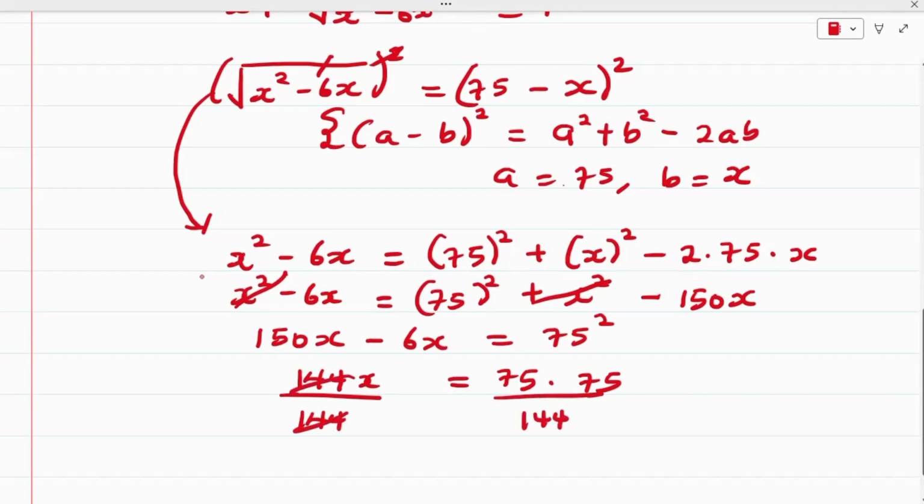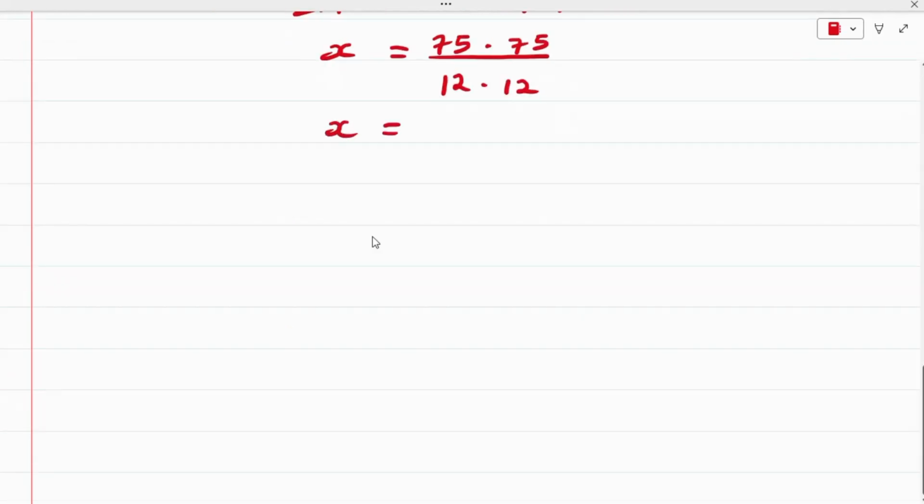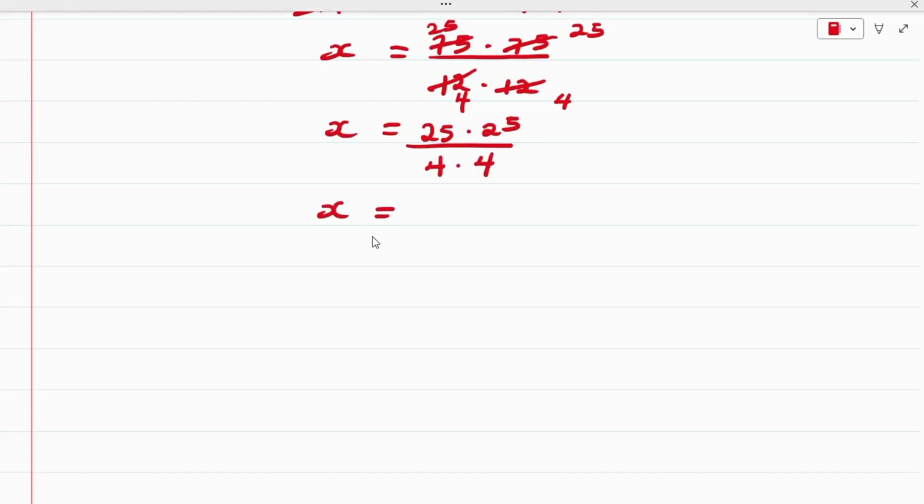So this is going to cancel out this, and we have x is equals to 75 multiply 75 divide 144. Now 144 can be expressed as 12 multiply 12. So from here we have that x is equals to 3 into 75 is going to give us 25, and 3 into 12 is going to give us 4. So we have 25 multiply 25 divide 4 multiply 4. So x is equals to 25 multiply 25 is 625 divide 4 multiply 4 is 16, and this becomes the value of x.